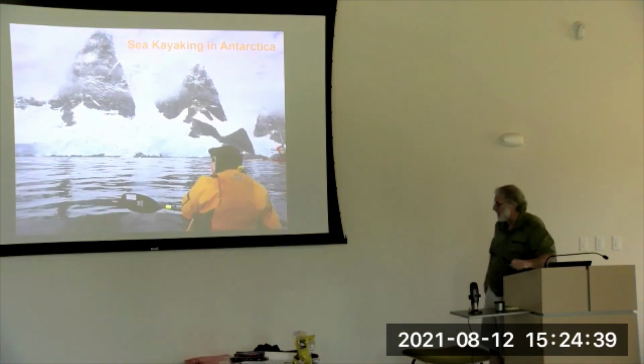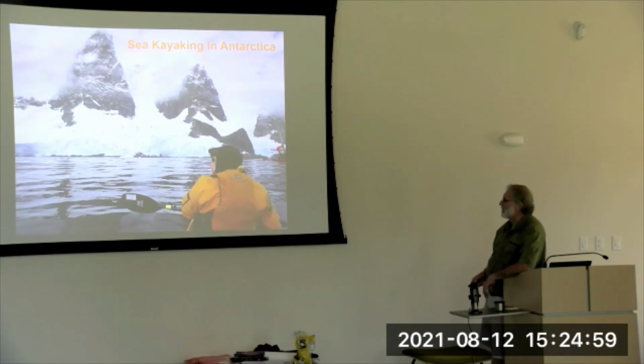So I was over 70 then. I thought I was doing okay for 70. Anyway, as I said, we went down there, we kayaked along the Antarctic coast for a couple of weeks. And here's what the scenery's like. This is near a place called Cape Renard.